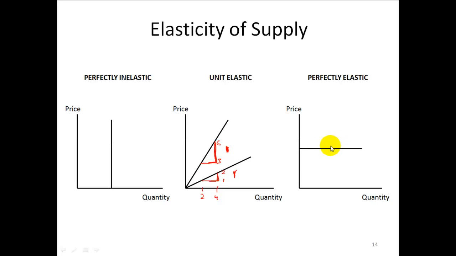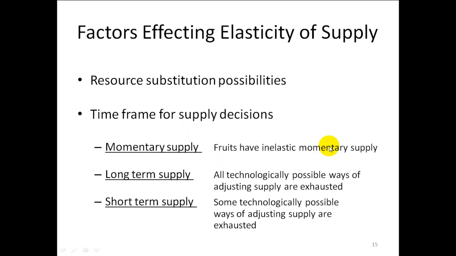And this is the final slide for this reading, which talks about the factors which affect the elasticity of supply. The first major factor that you need to be aware of is resource substitution possibilities. What does this mean? If you are supplying a product and there isn't much flexibility in terms of how you can make or supply that product, then the supply curve is going to be fairly inelastic. On the other hand, if you are supplying something where you have several options in terms of how to make or produce that product, then obviously the supply curve will be much more elastic.